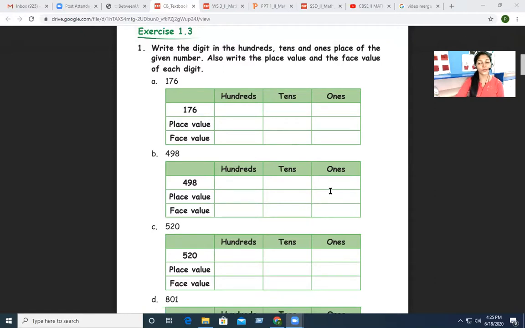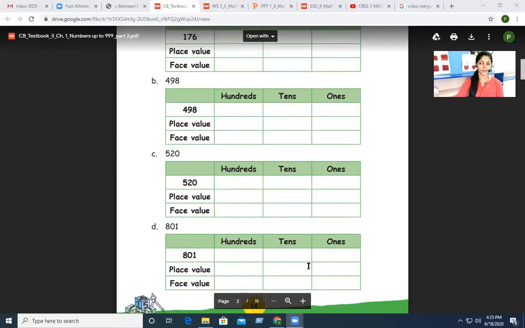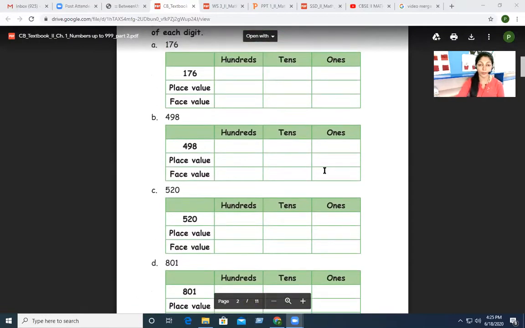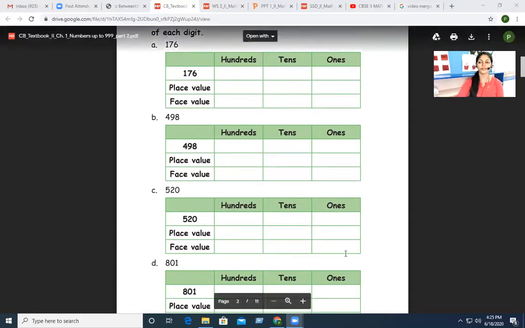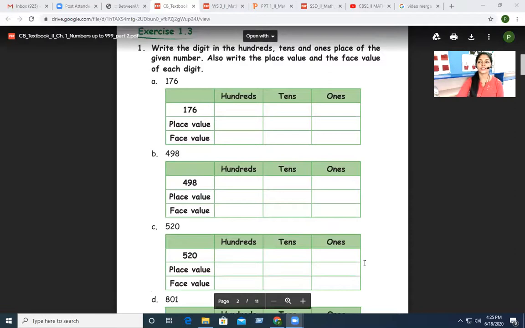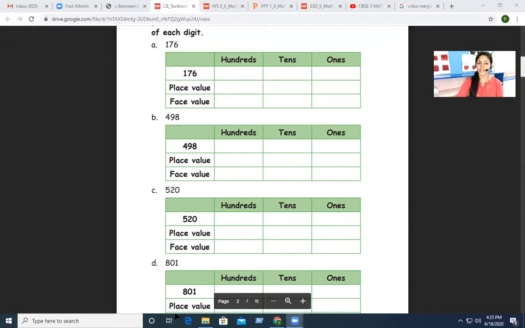Yes. So now we are going to solve these four sums. Okay, you're going to write the place value and the face value of the number. Yes? You will solve it now. Okay? Is it done? Okay. I hope it is done now. So let us move on to the next one.